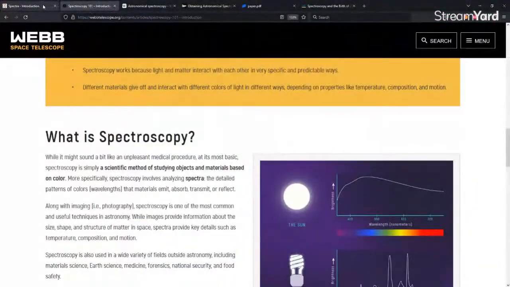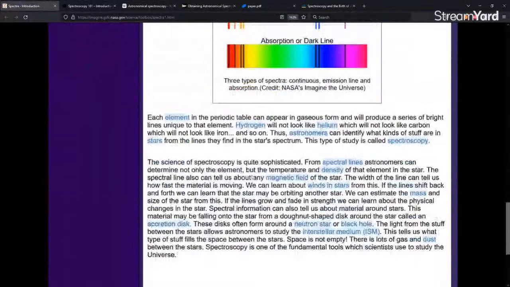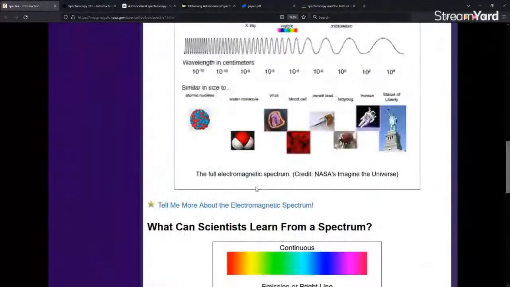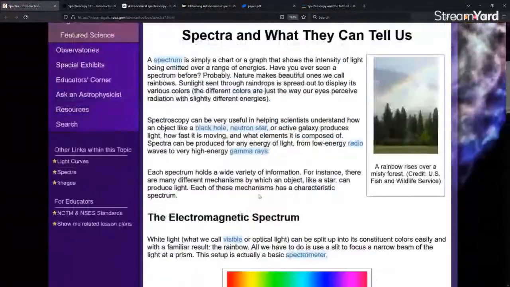Oops. Let me go back. You got a picture, right? Yeah. Well, here, let's see. I don't think there's anything else on here. This is the NASA site. It's really good.